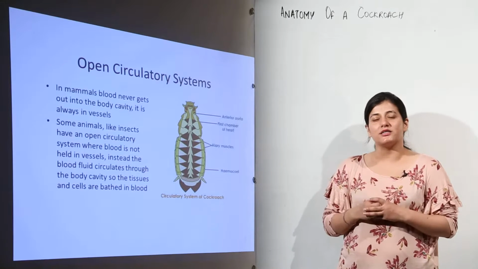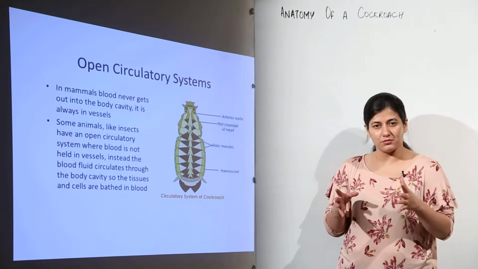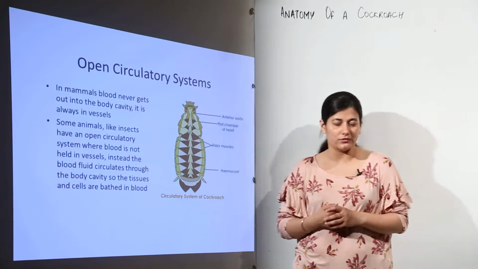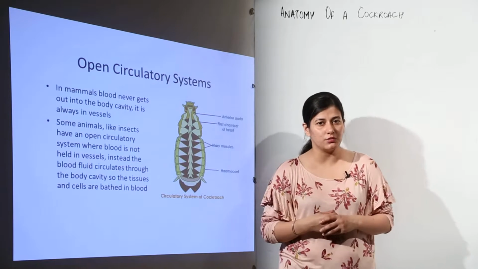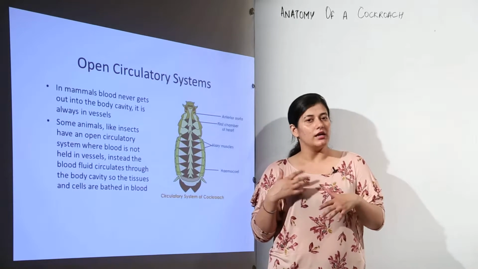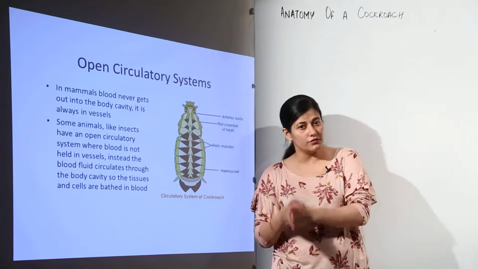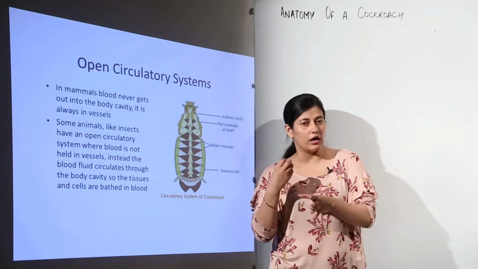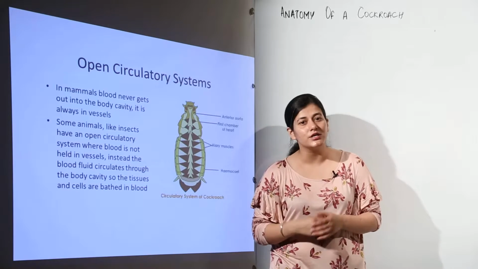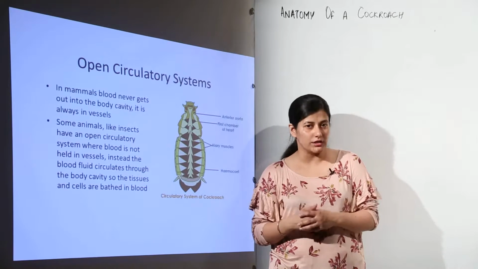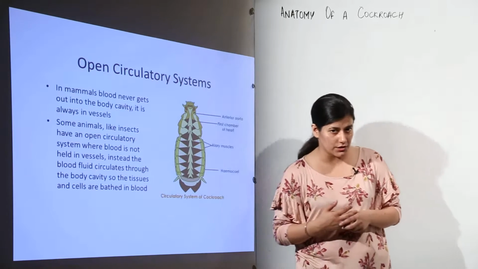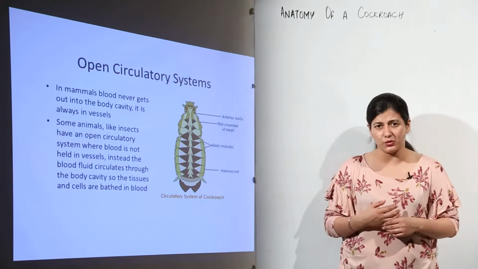First thing is that the open circulatory system does not have blood vessels. Now, what are blood vessels? You talk a lot about arteries and veins inside your body, and in our body, if the blood goes out of these blood vessels, then that particular condition is known as hemorrhage, and it is quite a dangerous condition. You must be knowing about that.